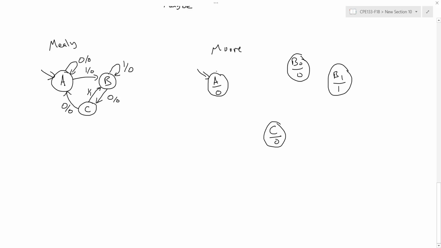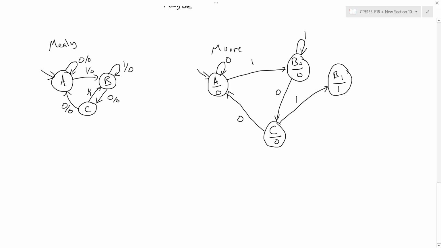So if I'm in state A and the input's a 0, I stay in state A. If it's a 1, then I want to go to state B, but the output's a 0, so I'm going to go to B0. From state C, if I have a 0, I go to A. And if it's a 1, I go to B, where my output's a 1, so I'm going to go to B1. Now, from state B0, if my input is a 1, then I'm going to stay in state B, my output's a 0. And if it's a 0, then I'm going to state C.